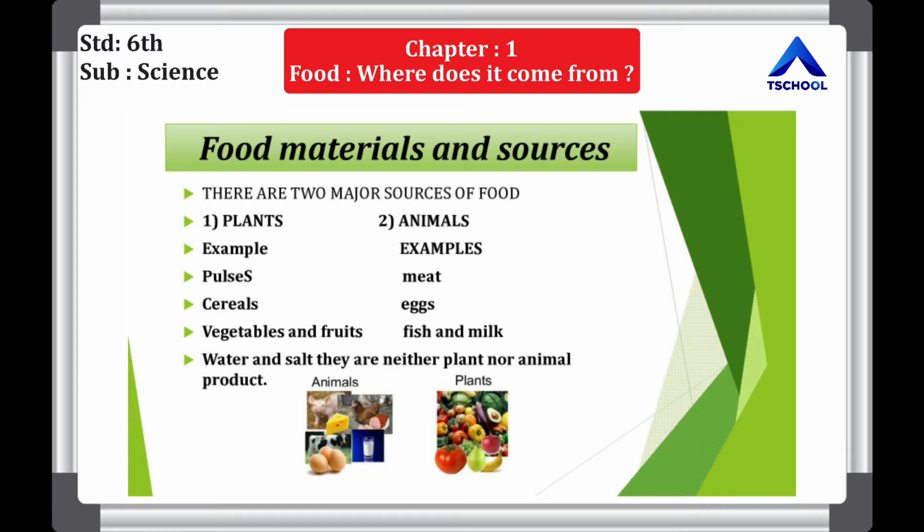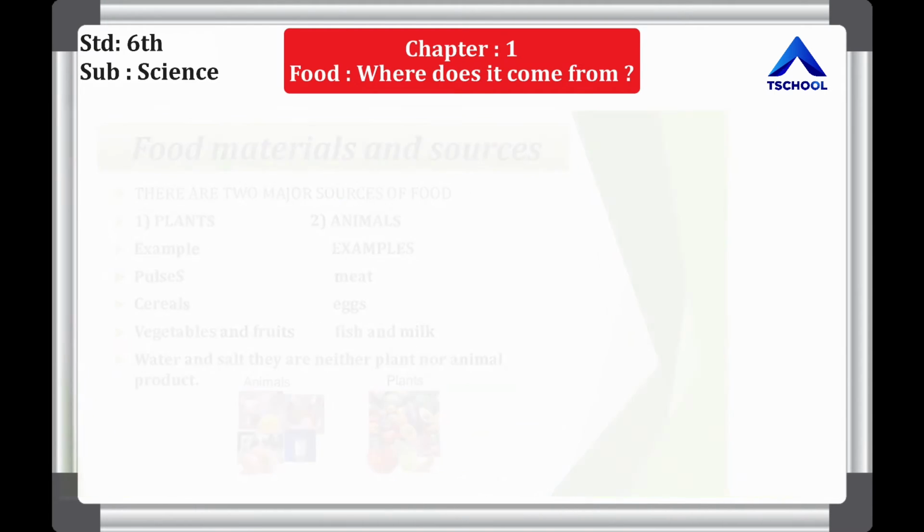Next thing is about food sources. There are two major sources of food. Number one, plants, and number two, animals. As plant sources of food, people are eating pulses, cereals, vegetables and fruit. And as animal sources of food, people are taking milk, eggs, fish and meat. So after all, that's about animal and plant sources. Now we are talking about water and salt. They are neither a plant nor an animal product.